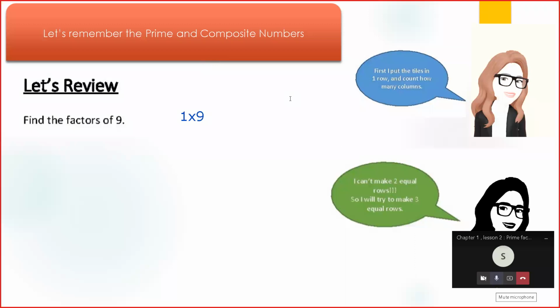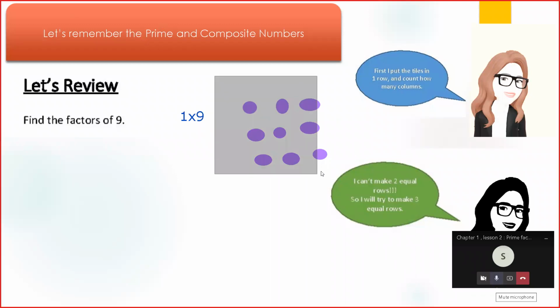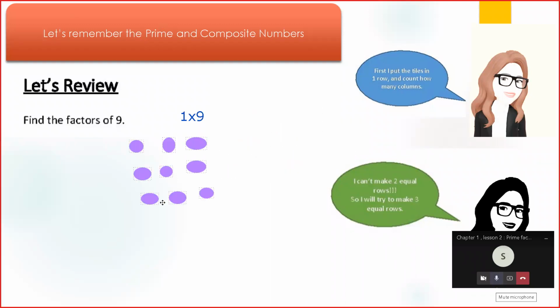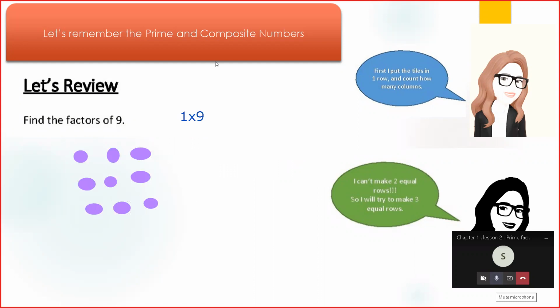Let's draw the 9 circles here: 1, 2, 3, 4, 5, 6, 7, 8, and 9. Can I rearrange them? Yes, I can rearrange them in 3 rows and 3 columns. So here, another factor pair of number 9 is 3 times 3. So what are the factors of number 9 now? They are 1, 9, and 3.